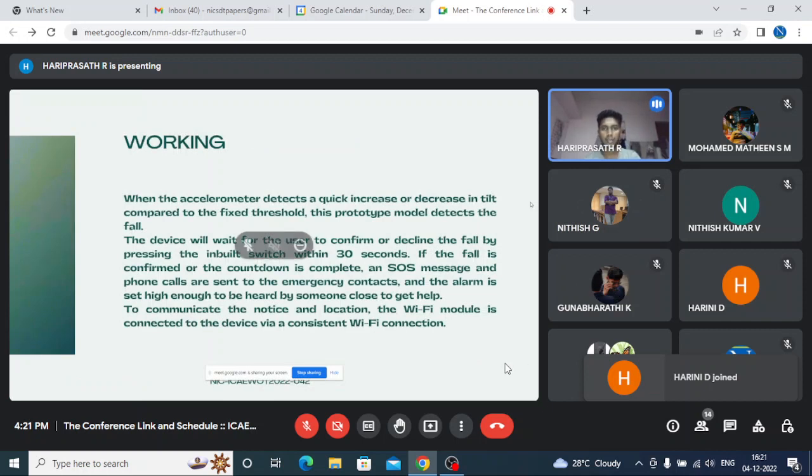The accelerometer detects a quick increase or decrease in tilt compared to a fixed threshold. This prototype model detects the fall. The device will wait for the user to confirm or decline the fall by pressing the inbuilt switch within 30 seconds. If the fall is confirmed or the countdown is complete, an SOS message and phone calls are sent to the emergency contacts, and the alarm is set high enough to be heard by someone close to get help. To communicate and share the location, the Wi-Fi module is connected to the device via a consistent Wi-Fi connection.